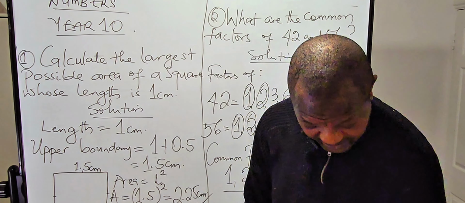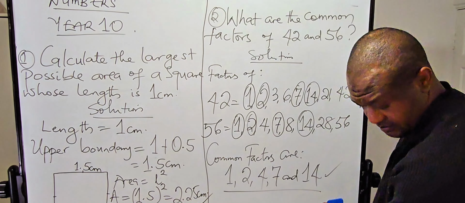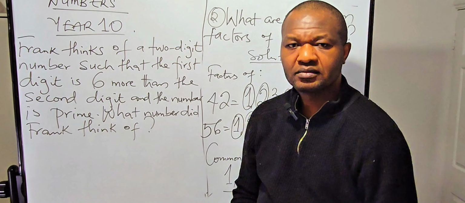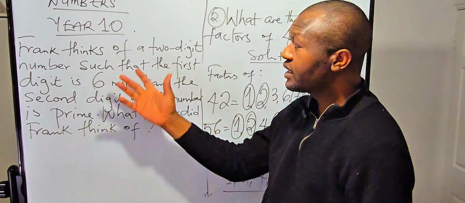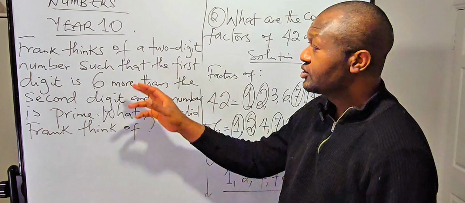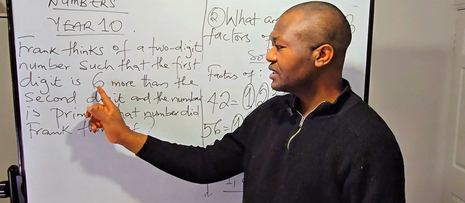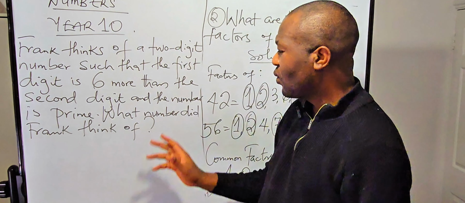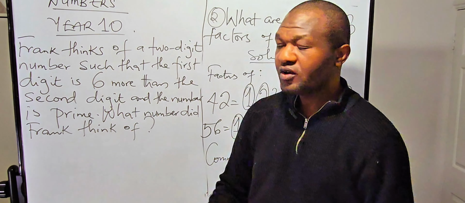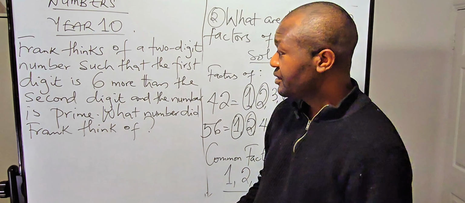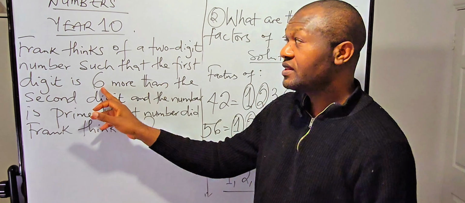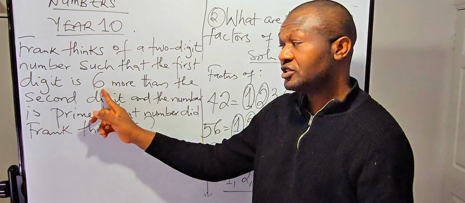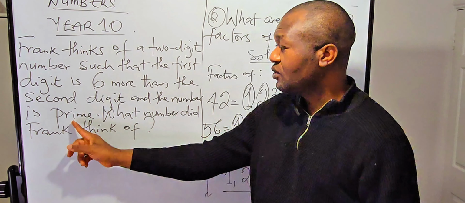Then we'll take another example of numbers. It says, Frank thinks of a 2-digit number such that the first digit is 6 more than the second digit, and the number is prime. What number did Frank think of? Three things are here: a 2-digit number, the first digit being 6 more than the second one, and then the word prime.